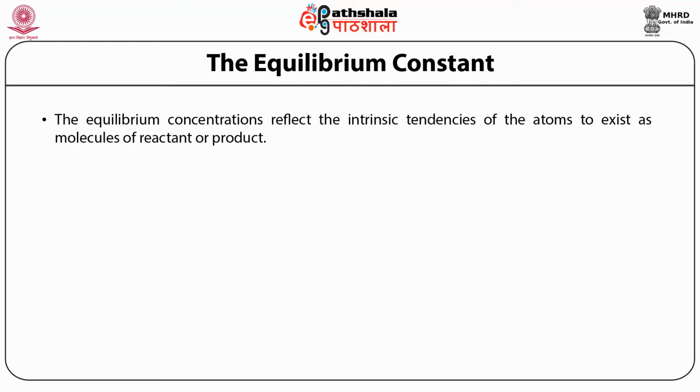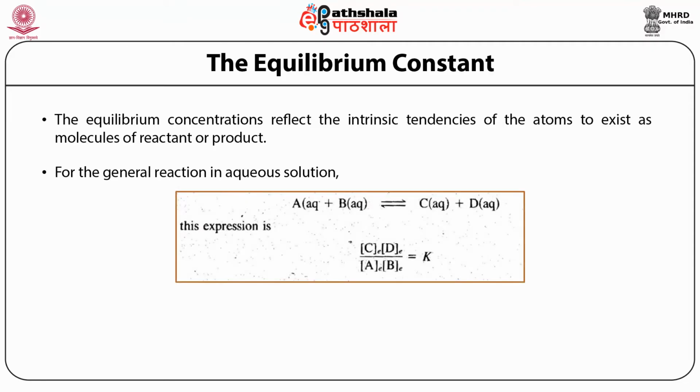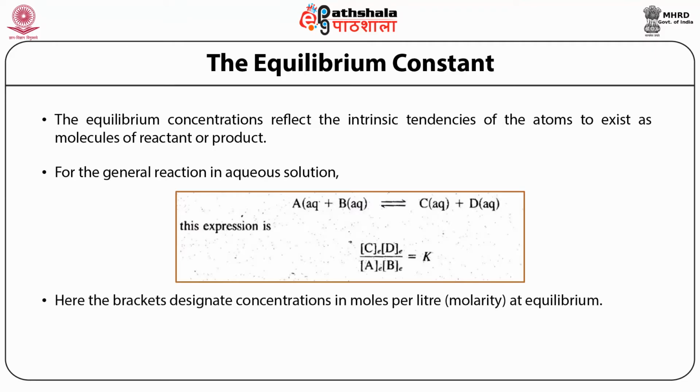For the general reaction in aqueous solution, A(aq) plus B(aq) is in equilibrium with C(aq) plus D(aq). This expression is denoted as the concentration of C times the concentration of D divided by the concentration of A times the concentration of B, which is equal to K, where K is the equilibrium constant. Here, the brackets designate concentrations in moles per liter, that is molarity, at equilibrium. The fraction is often called the mass action expression.